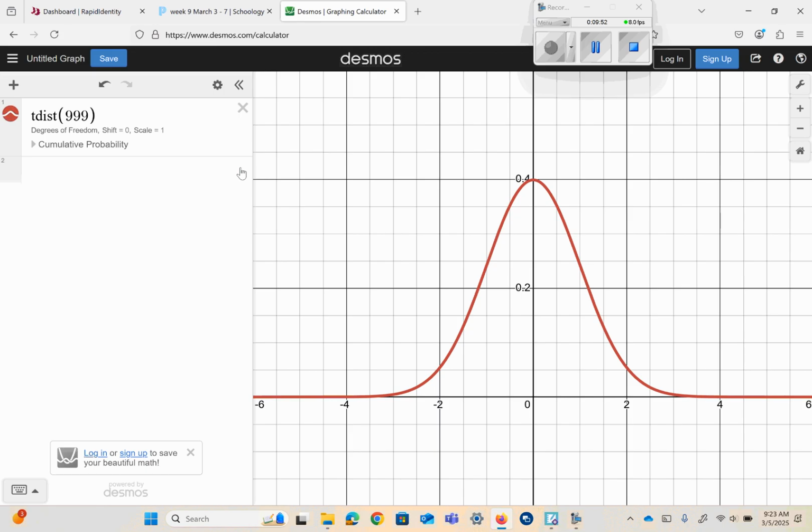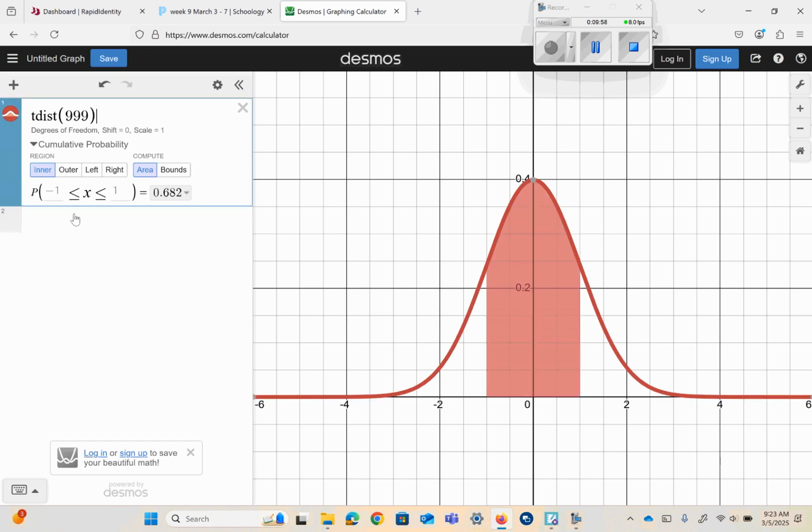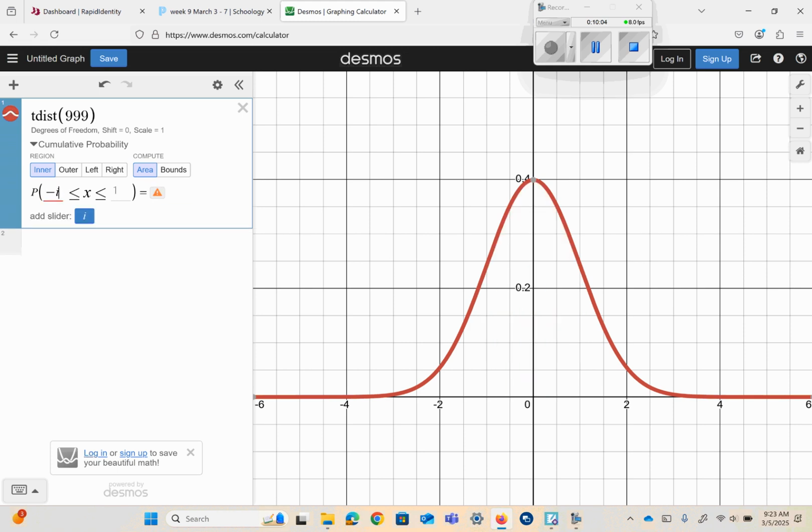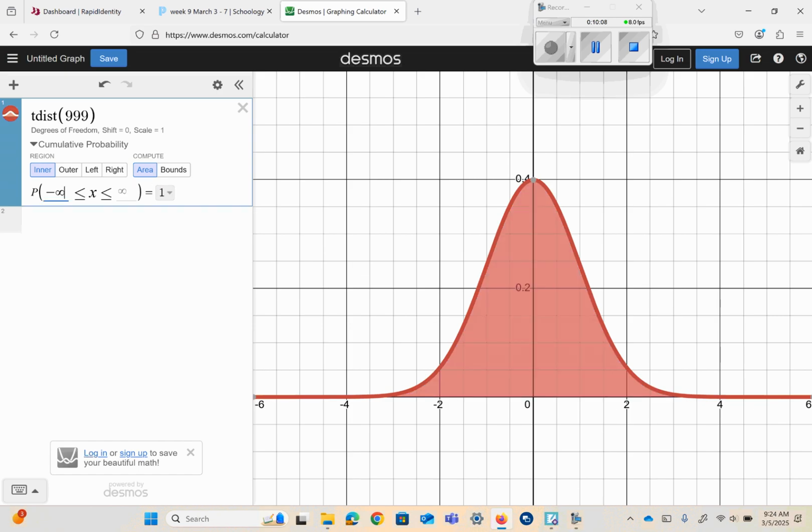All right, t-distribution, cumulative properties. Ready? My left bound is going to be negative infinity, and I'm going to go to negative 11.875.